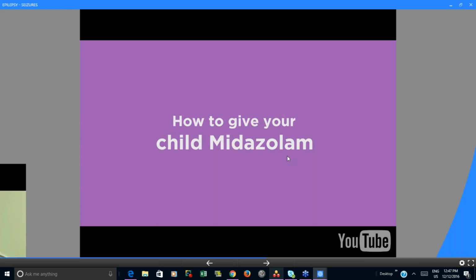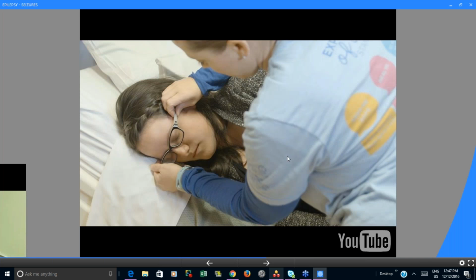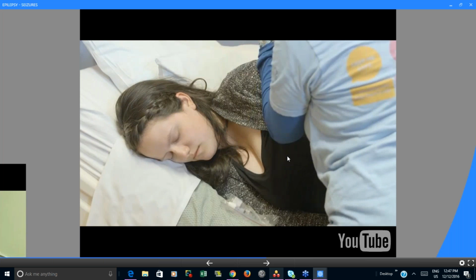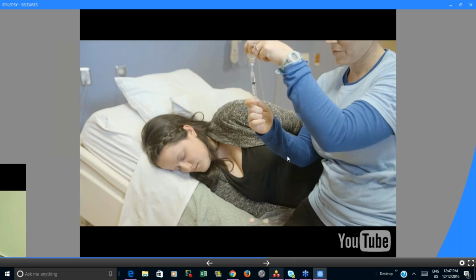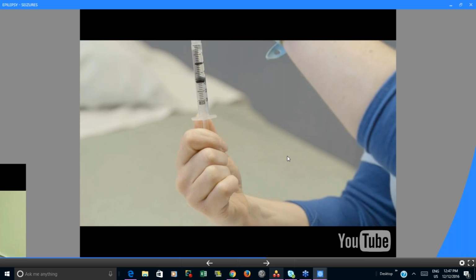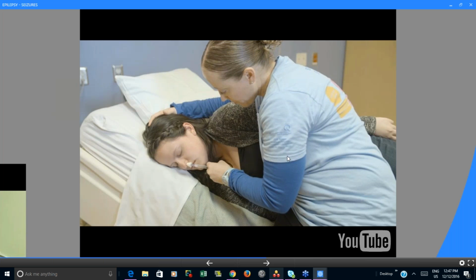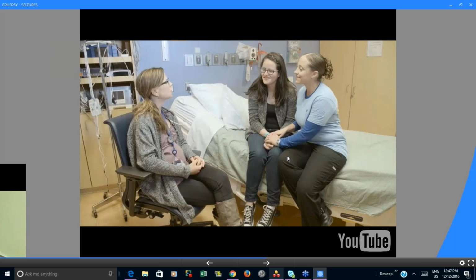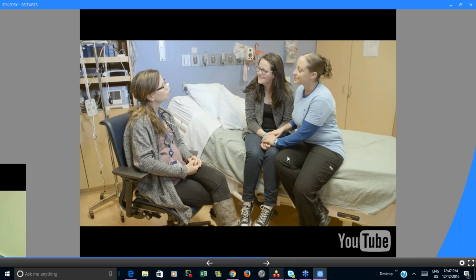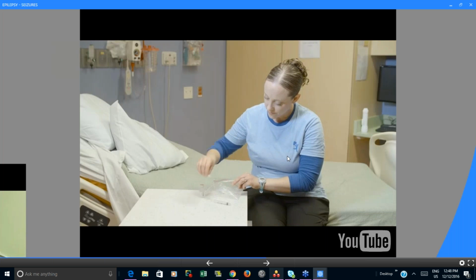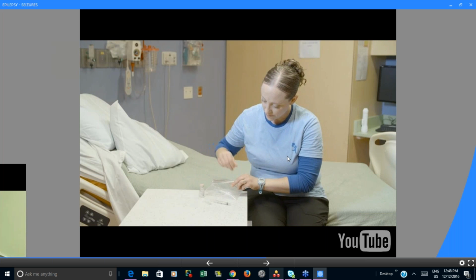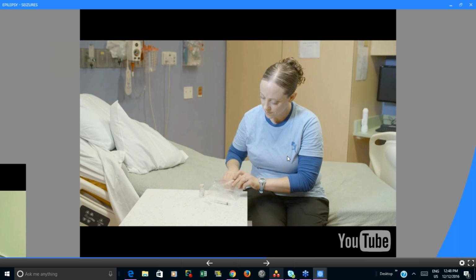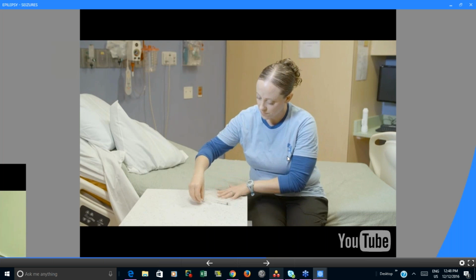How to give your child midazolam. Midazolam, also known as Versed, is a medicine that is used to treat prolonged seizures or clusters of seizures. It is sprayed into the nose using a syringe and atomizer. Your provider has prescribed a nasal midazolam kit for your child that you will use if they have a prolonged seizure or numerous seizures in a short period of time.